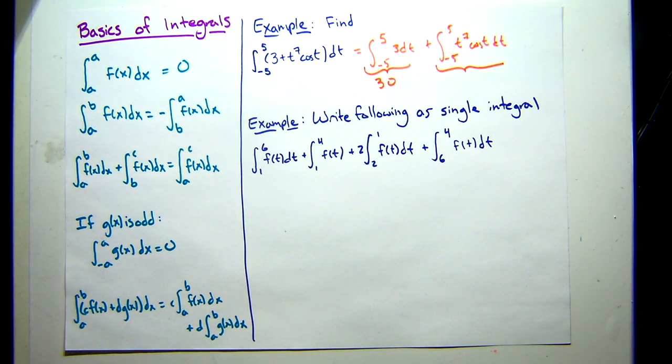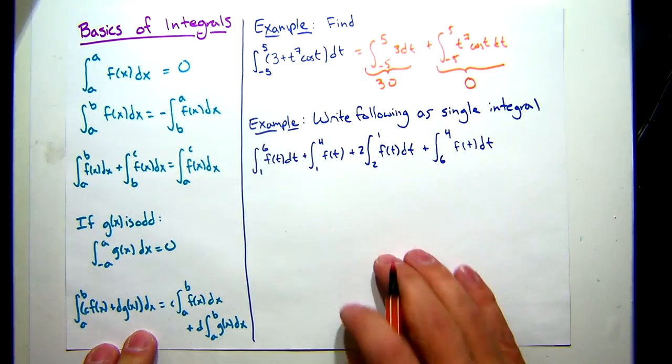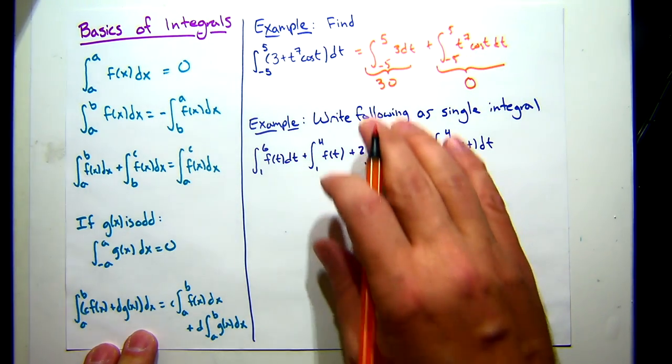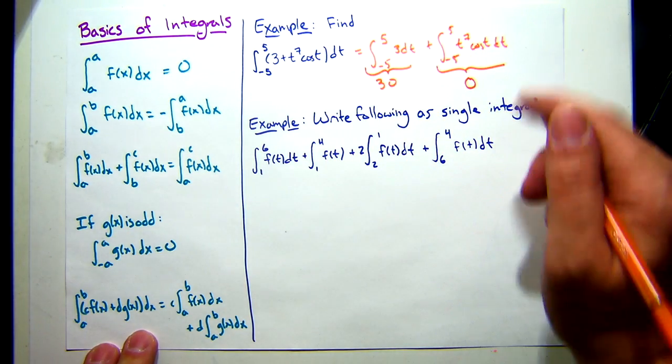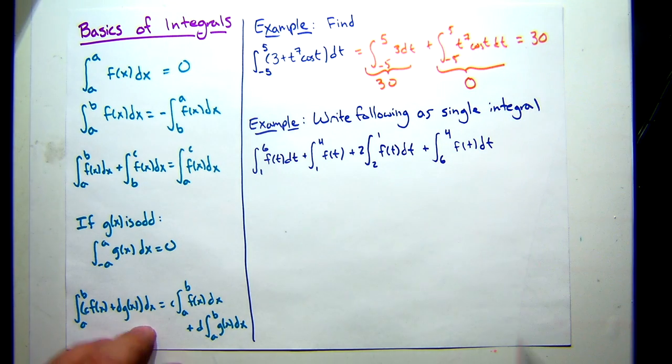Now, somehow I said that this was easy. Why is that easy? It's an odd function. t to the 7th cosine t is odd. The integral of an odd function over negative a to a is 0. Okay, so you have 30 and 0. They combine to give you 30. And that's the answer.